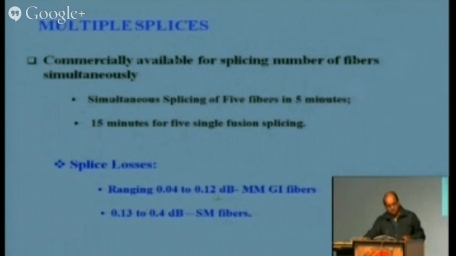Loss is somewhat more, because when you are aligning a single fiber, you are focusing on one alignment. When you are aligning 4 fibers simultaneously, all the fibers cannot be aligned to great accuracy. So there is somewhat of a misalignment, but it gives a reasonably small loss. So multiple splices are also there. So this is how we put it.